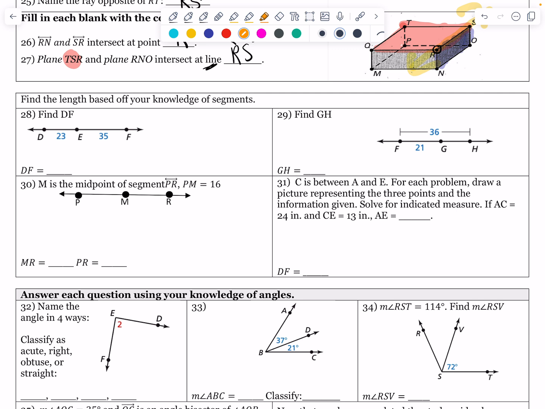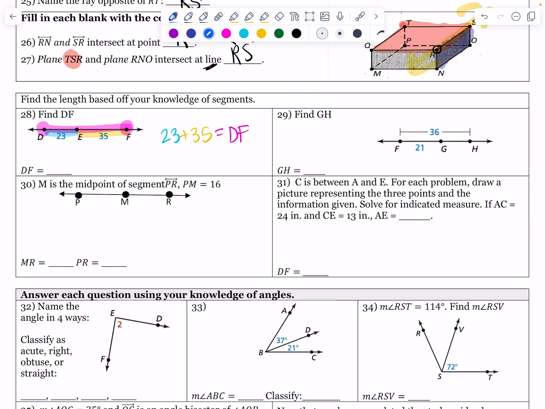All right, so if we want to find segment DF, the length of segment D all the way across to F, well, what are the little pieces that make up that segment? D to E is a piece in blue, and E to F is a piece in yellow. And so when we use the segment addition postulate, it says that the smaller pieces of a segment add up to the whole. So we know that 23 plus 35 should add up to the whole thing. Well, what is that? That's going to be segment DF. And so mathematically, we're going to add those together because those are the smaller pieces.